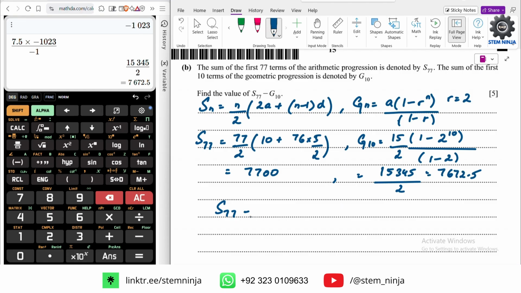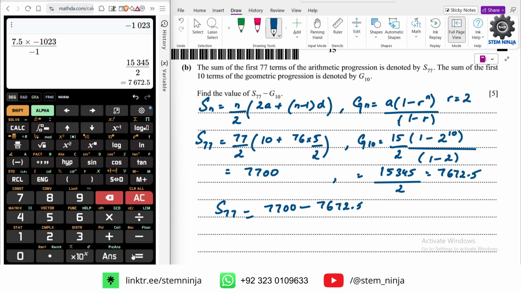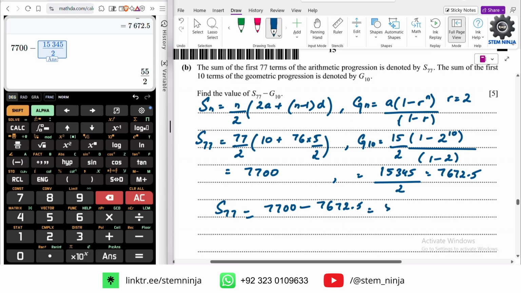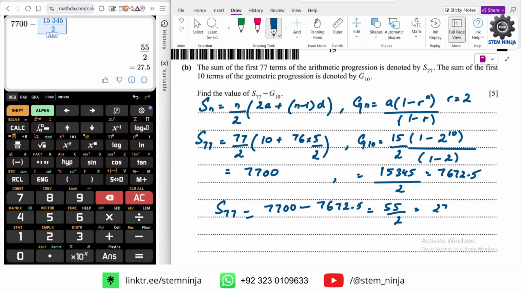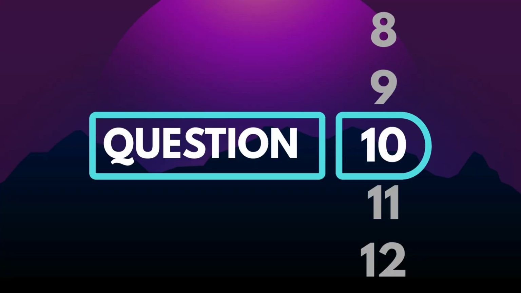So G10 is 7672.5. Okay, alright, never mind. So 7700 minus 7672.5 is 55 over 2, or 27.5. Alright, so that's it for this question. Let's move on to the last question.